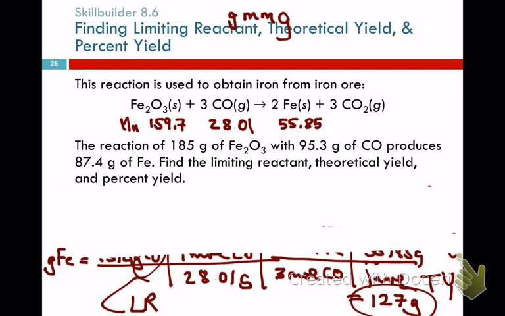Their children make them. Okay, so I want the percent theoretical yield. My actual yield is 87.4. My theoretical yield is the smaller of those two numbers, the 127, and it was actually 126.68, so I'm going to write that in there. And these are both grams of iron, so this cancels out. Times 100, that gives me my percent. So I'm going to say 87.4 divided by 126, and so on, times 100. I'm just going to do it.